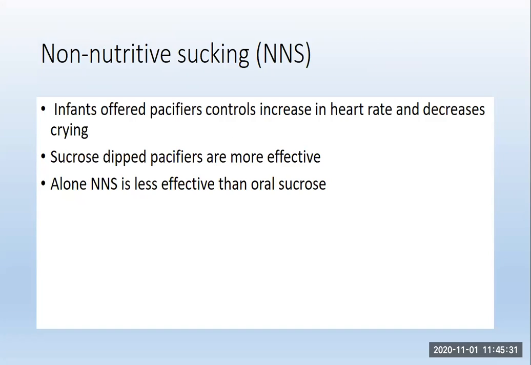Non-nutritive sucking. When infants are offered pacifiers to control pain, studies have shown that it reduces the variability or increase in heart rate and decreases the episodes of crying. That means non-nutritive sucking helps in controlling pain. So NNS alone is less effective than oral sucrose, but some of the times we can use these pacifiers dipped in sucrose and they would be more effective than using alone.